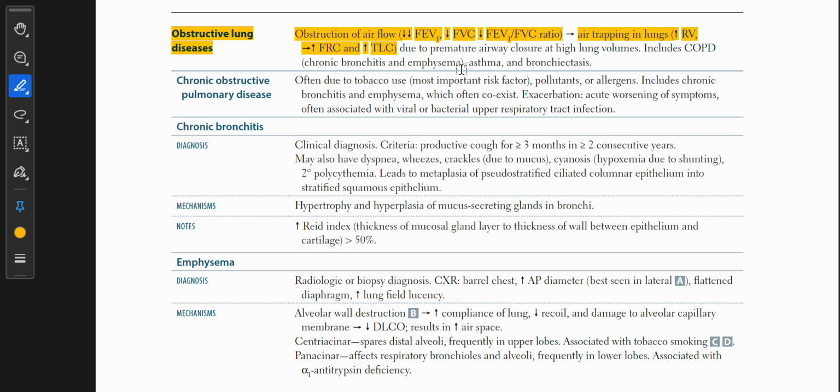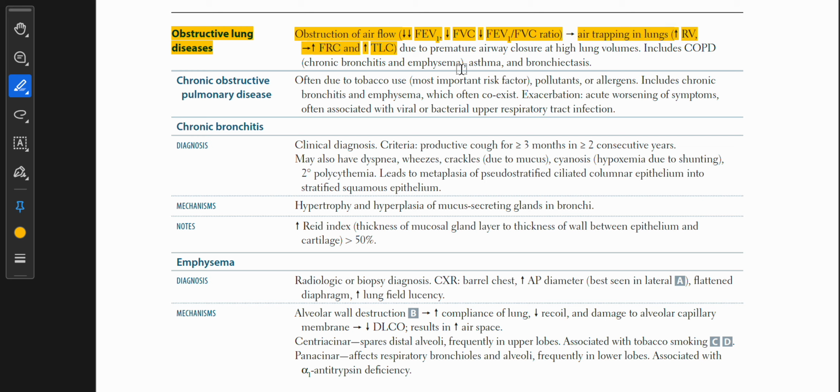Premature airway closure at high lung volumes includes COPD, chronic bronchitis, emphysema, asthma, and bronchiectasis. These are all obstructive lung diseases. COPD is chronic obstructive pulmonary disease, often due to tobacco use. The most common etiology is tobacco use.